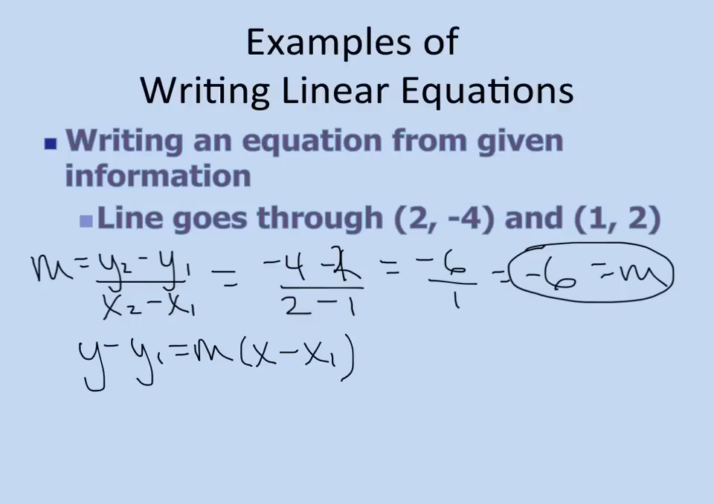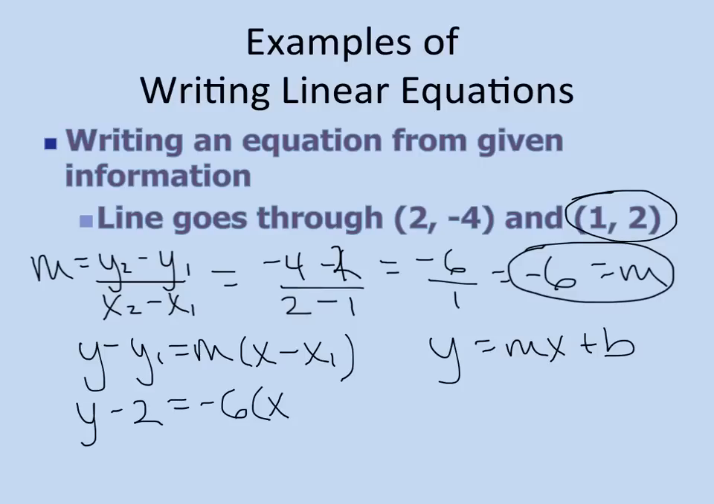You could also use y equals mx plus b, and you would get the same exact equation for this line. So in my point-slope form, I'm going to choose the point 1, 2, because I don't have to deal with a negative that way. So it would be y minus my y value, which is 2, equals my slope, which was -6, times x minus 1. And actually, I'm done. If I'm told I can leave it in point-slope form, then this is finished.